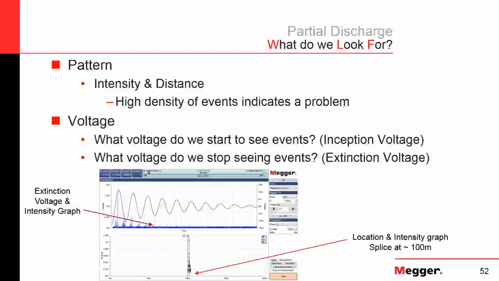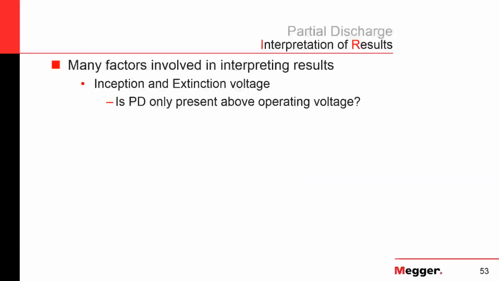If that extinction voltage is below operating voltage, that's critical because a switching transient or a lightning strike can start PD, the cable returns to operating voltage, and now it has PD on there all the time. If the extinction voltage is well above operating voltage, that's less critical because it only sees PD for abnormal conditions.